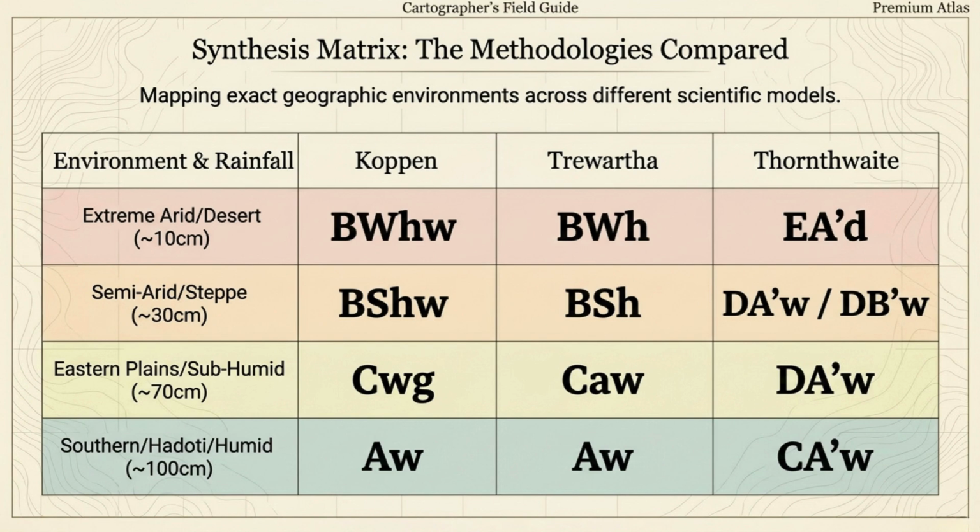While the acronyms change, the underlying geography remains constant. Whether you call the extreme arid desert BWHW under Koppen, BWH under Trewartha, or ED under Thornthwaite, these scientists are simply using different variables to describe the exact same 10 cm rainfall environment.